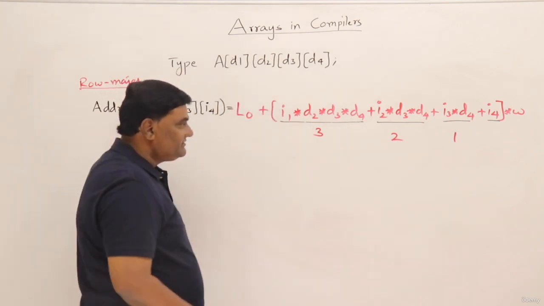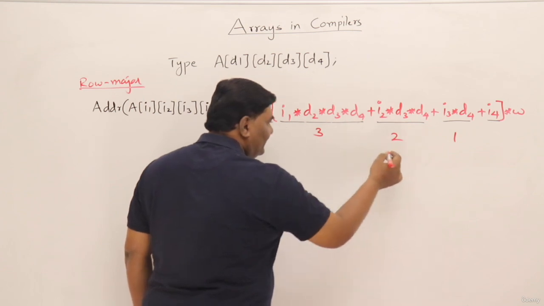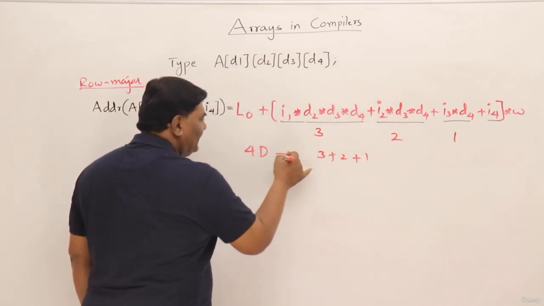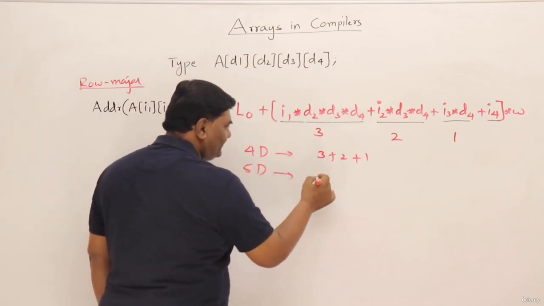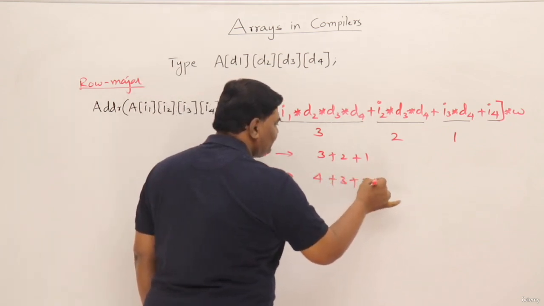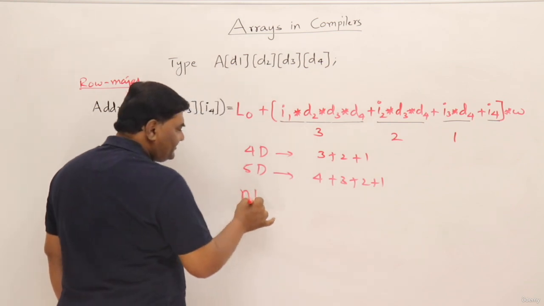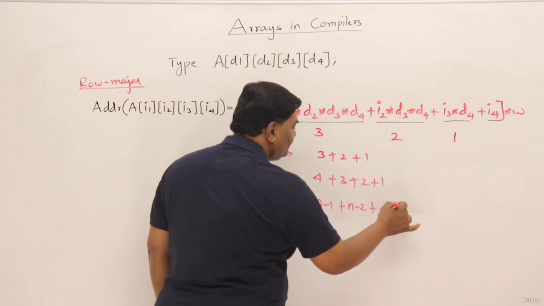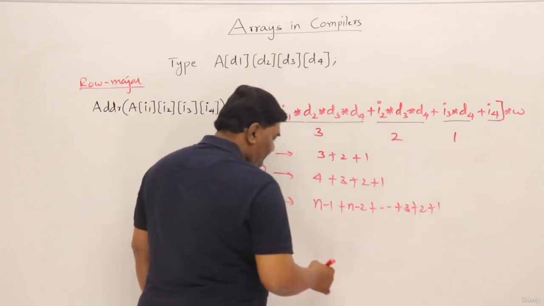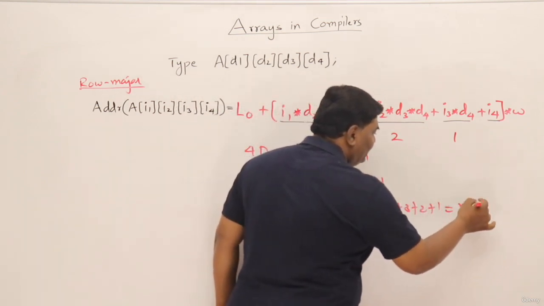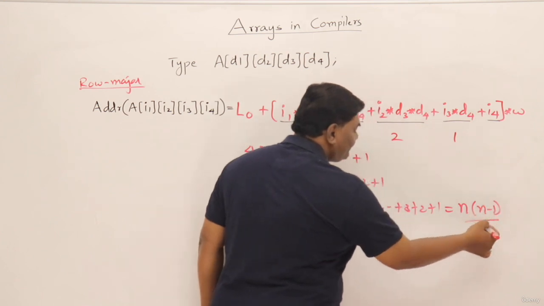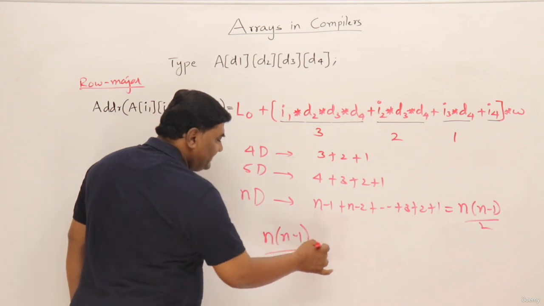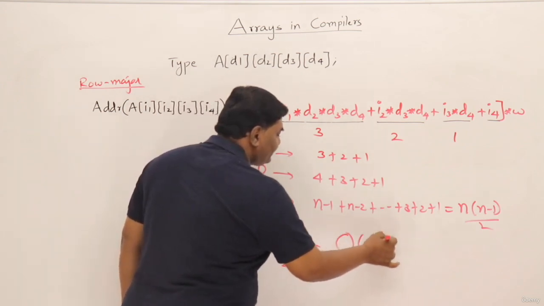Now for 4 dimensions, how many multiplications are there? This is 3 plus 2 plus 1 for 4D. It means for 5D, how many multiplications will be there? So 4 plus 3 plus 2 plus 1. So for n dimensions, how many multiplications will be there? n minus 1 plus n minus 2 and so on, down to 3 plus 2 plus 1. So this is nothing but n into n minus 1 by 2, which is order n square multiplications.